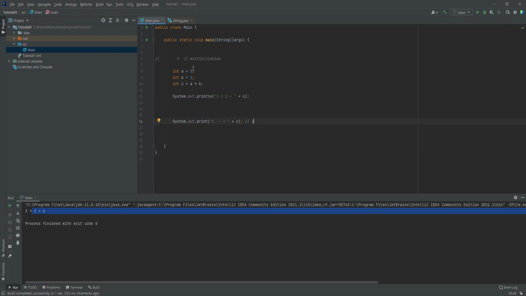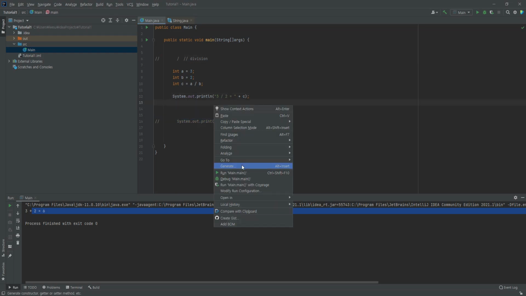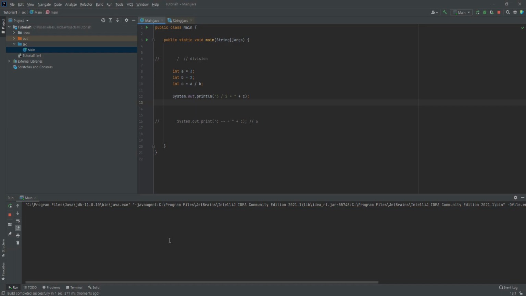So let's jump right into division, which is using this slash symbol. Okay, we're using slash and it's for division. So let us run first before I further explain. Okay, so we received 3 divided by 2 is 1.